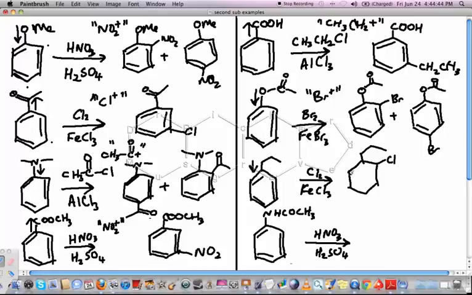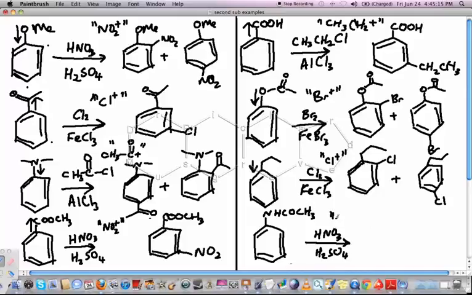Ortho and para. And again, we're using the Cl plus as being the electrophile because we found this over here in this part of the problem. Okay, let's look at the next one.